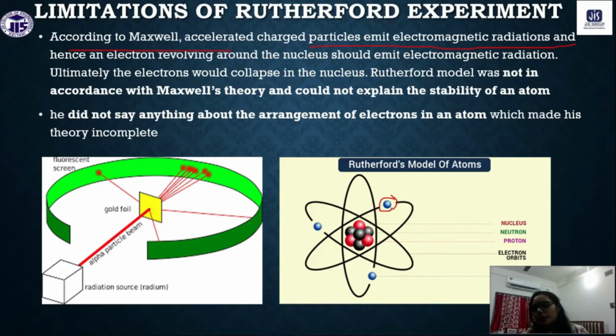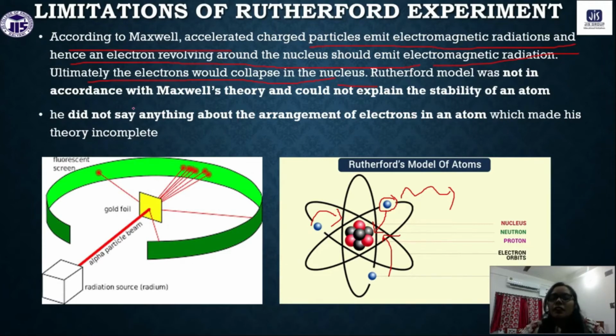So according to Maxwell, what will happen while the electron is revolving around the nucleus? It will continuously emit energy as electromagnetic radiation, and hence after some time the electron will lose energy, and it will collapse into the nucleus. So an electron revolving around the nucleus should emit electromagnetic radiation, and ultimately the electrons would collapse into the nucleus. All the electrons revolving around the nucleus will collapse into it. If we follow the Rutherford model, this case will take place.